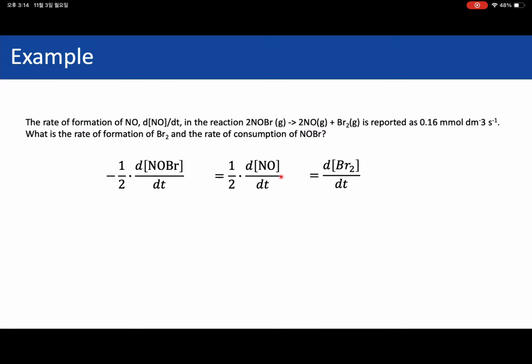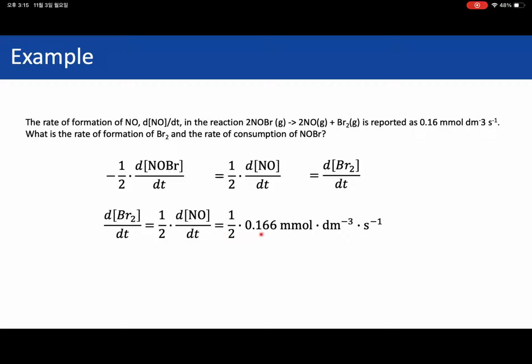So now it's very simple. Now we know the rate of formation of NO, which is the second term. Since we know that, we can easily calculate the rate of formation of Br2, which is the same as 1/2 of the rate of formation of NO. So we simply plug in this number, then we can easily get the rate of formation of Br2.